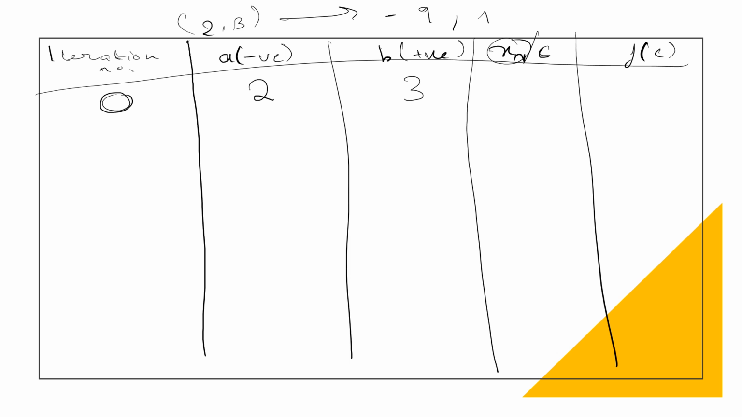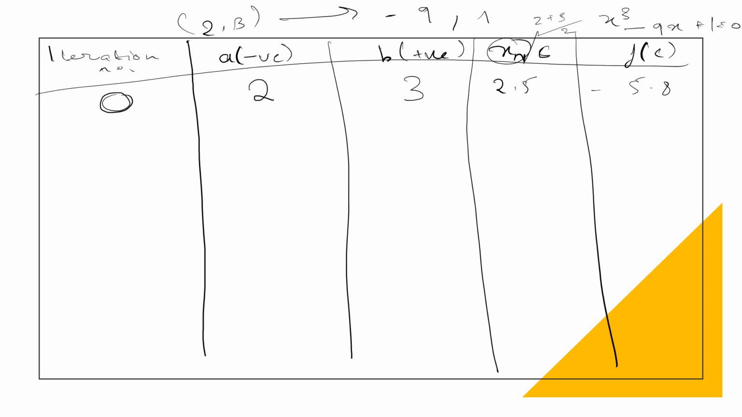So now we'll find C. C is nothing but 2 plus 3 divided by 2, that becomes 5 by 2, which is nothing but 2.5. And then we have f of C. F of C we'll put into the equation. Our equation was x cube minus 9x plus 1 is equal to 0. So if we put it here, it becomes minus 5.8, right?